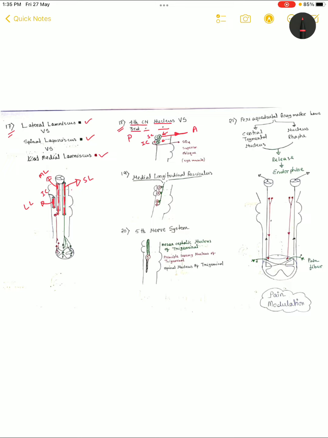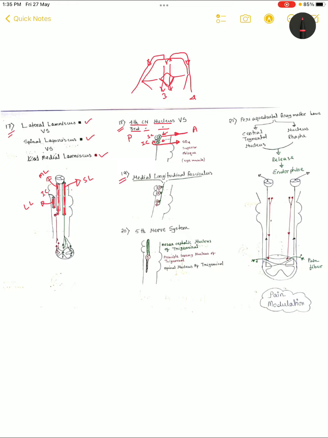But in the case of the fourth, you see it's releasing posterior, then it's turning like this and coming like this. If you want to be more specific, just say like this. The third cranial nerve is coming like this, at the medial side of the interpeduncular fossa, and the fourth is coming like this. It's releasing from posterior, then coming lateral to the midbrain, then anterior.